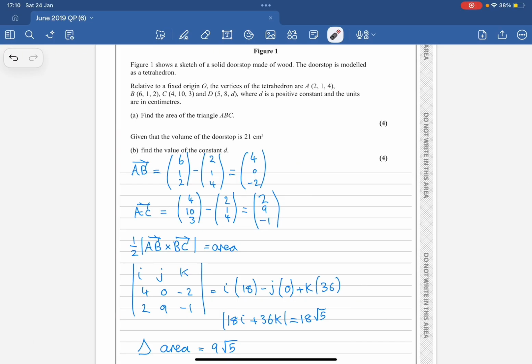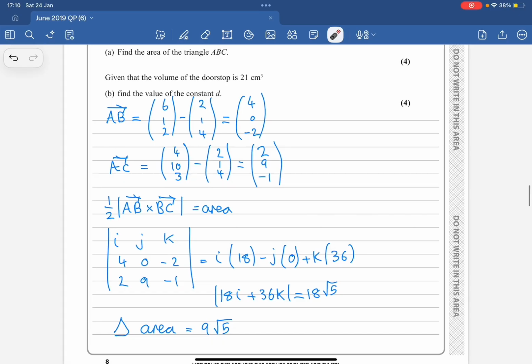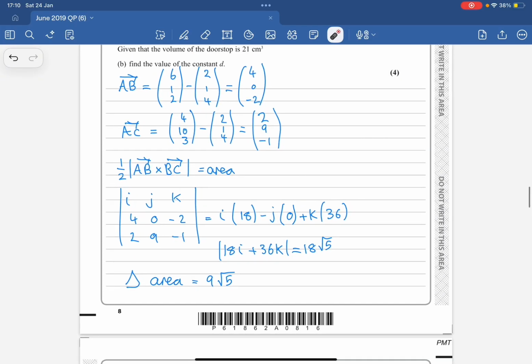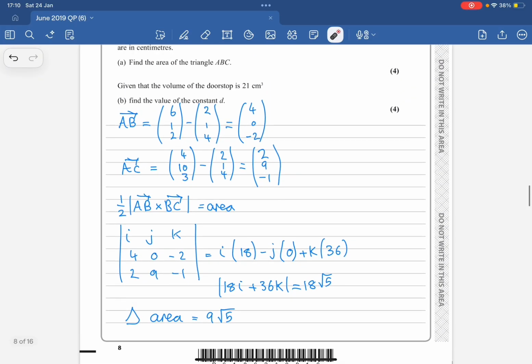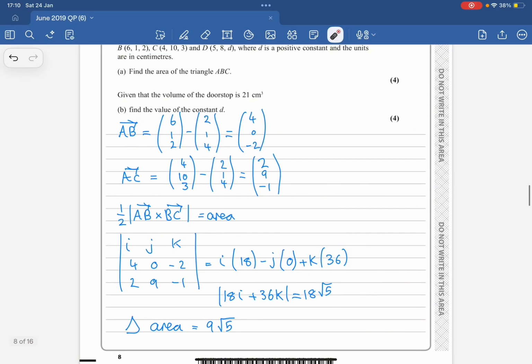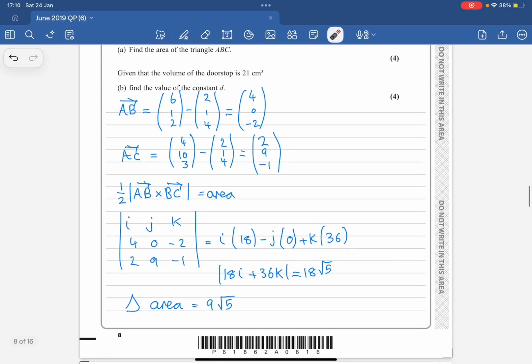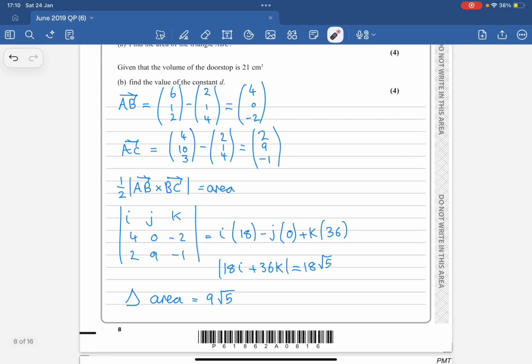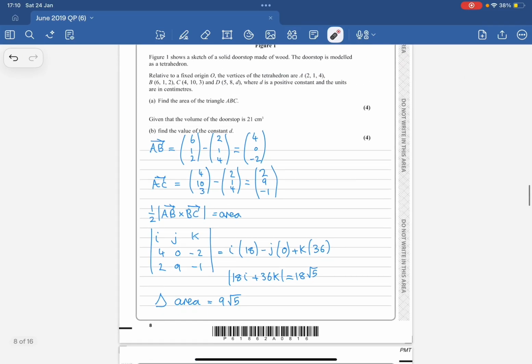And we cross effectively. I'm not going to go into too much detail, but that's the same as the determinant of this matrix here. You can prove this by expanding everything out and doing a whole lot of nothing. And that tells us that our AB cross AC, sorry, is 18i plus 36k. And of course, to work out the area, we have to take the modulus of that, and that gives us 18 root 5. Then we divide that by 2, and we get the area is 9 root 5.